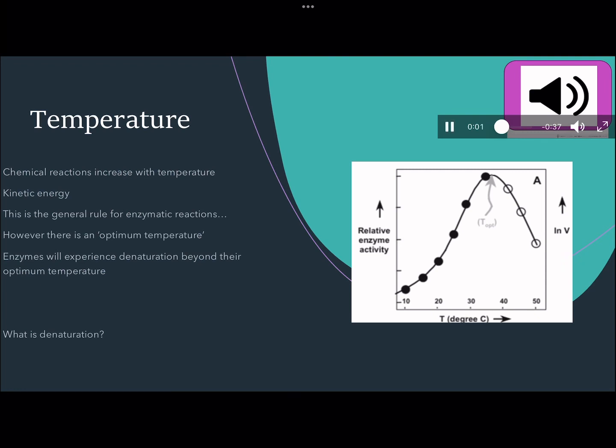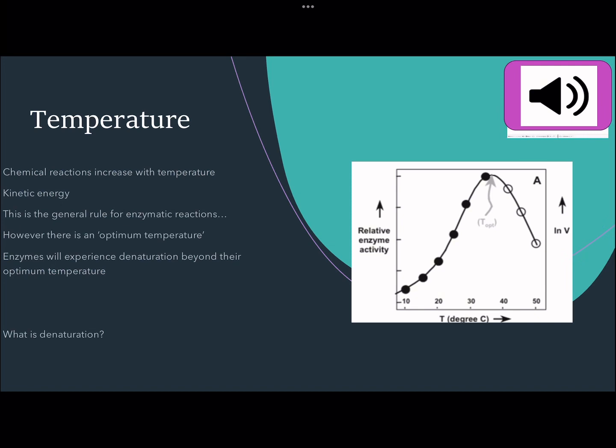Because of kinetic molecular theory, we know that in chemistry, the more that we heat up a substance, the more particles will move, and therefore the more collisions they will have with each other. This allows for more reactions. There is a similar process in enzymatic reactions, however there is an optimum temperature, and this is at the point where enzymes are working their hardest and producing the most reactions. Beyond this point, denaturation will happen, and you can see this on the graph.